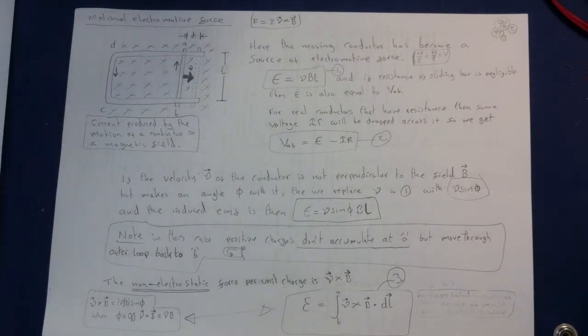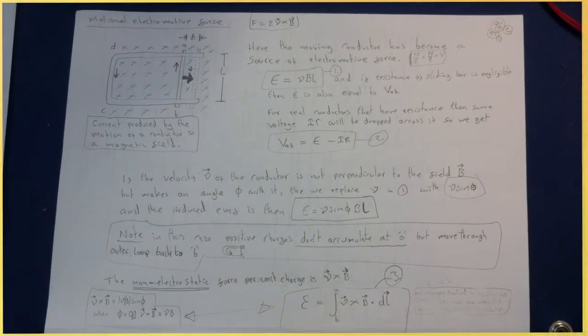In this figure, the velocity vector v and the magnetic field vector B are perpendicular. Both are constant over the length of the bar, and their vector product is parallel to dl. Thus, in this case, equation 3 here reduces to vBL.